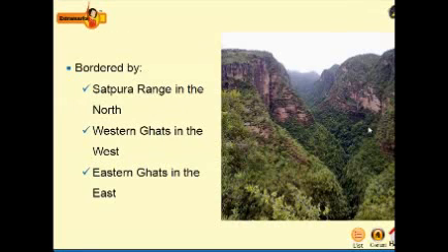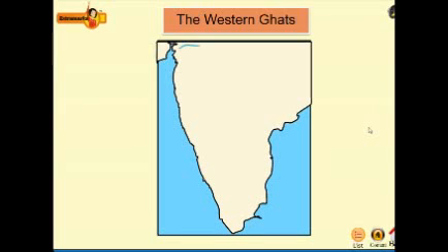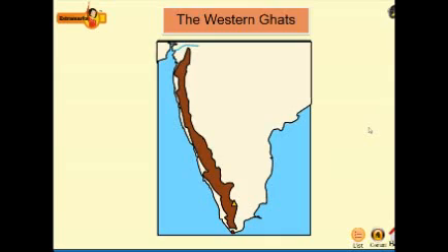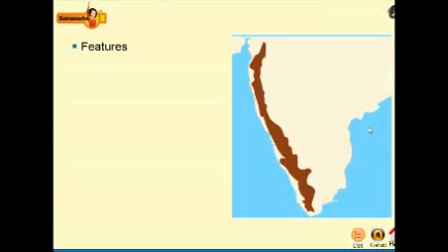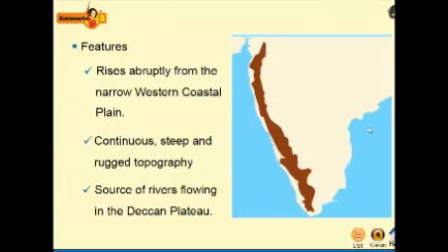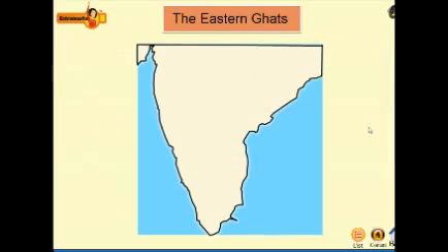It is bordered by the Satpura Range in the north, the Western Ghats in the west, and the Eastern Ghats in the east. Moving on to the Western Ghats. The features of the Western Ghats are: it rises abruptly from the narrow western coastal plains and has continuous steep and rugged topography. It is the source of rivers flowing in the Deccan Plateau. Move on to the Eastern Ghats.